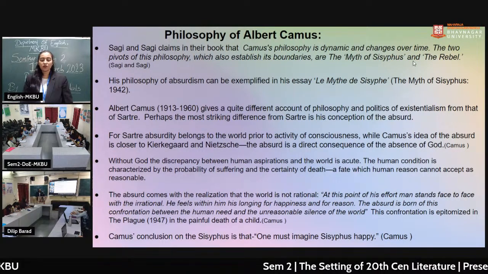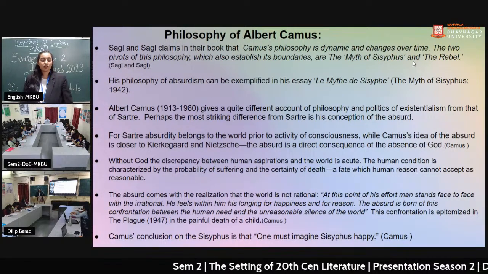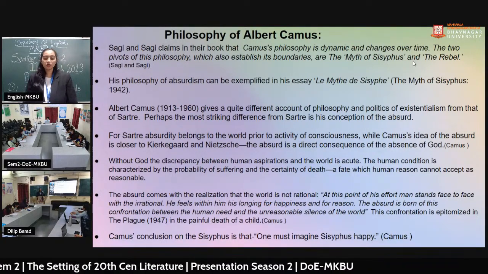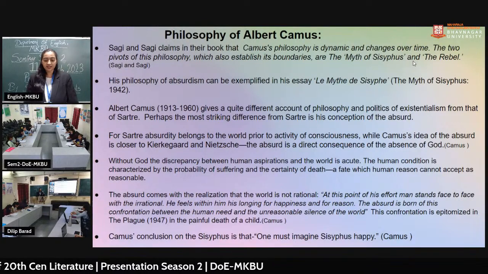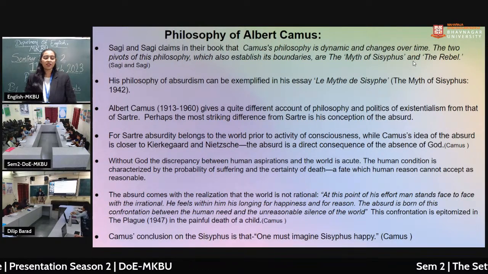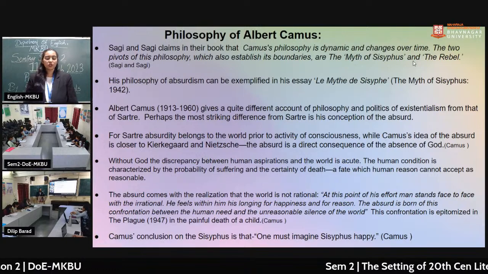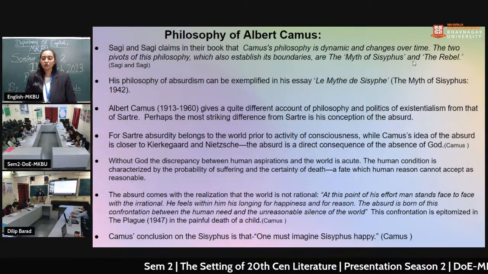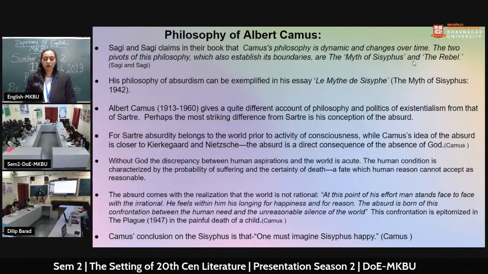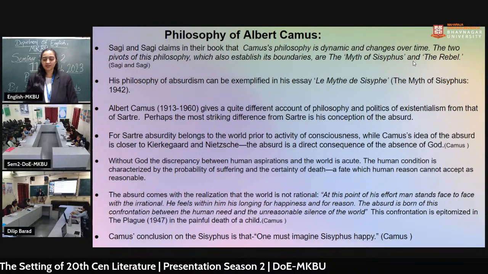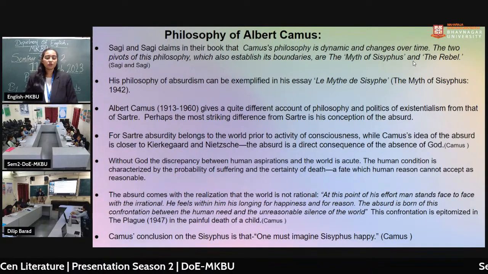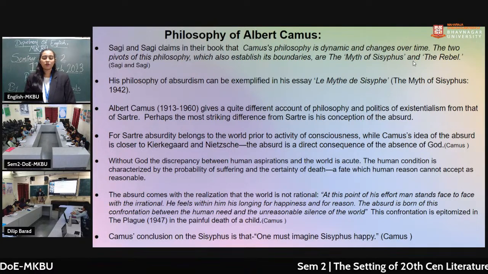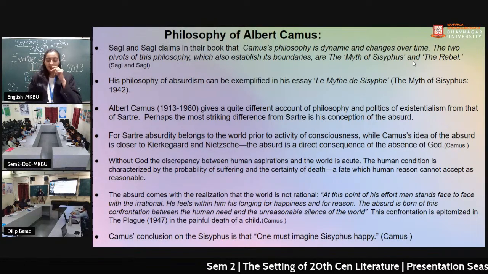At this point of his effort, man stands face to face with the irrational. He feels within him his longing for happiness and for reason. The absurd is born of the confrontation between the human need and the unreasonable silence of the world. The confrontation is epitomized in the plague, in the painful death of a child. Camus' conclusion on Sisyphus is that one must imagine Sisyphus happy.